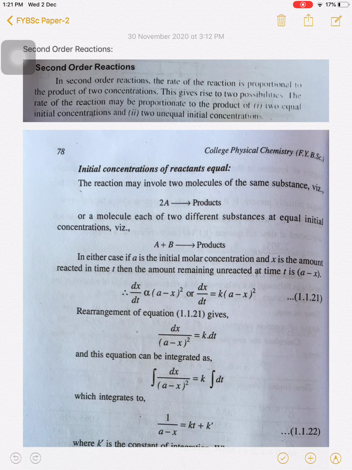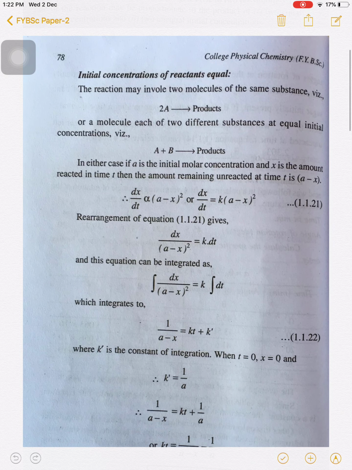Suppose there are two reactants A and B, with concentration of A and concentration of B. If the concentrations of these two reactants are the same, then it is known as equal initial concentration. If the concentration of A is different from B, then it is two unequal initial concentrations. The derivations of these two possibilities are different. In this syllabus you have only the first possibility, that is, equal initial concentrations of reactants, and you have to derive the equation.